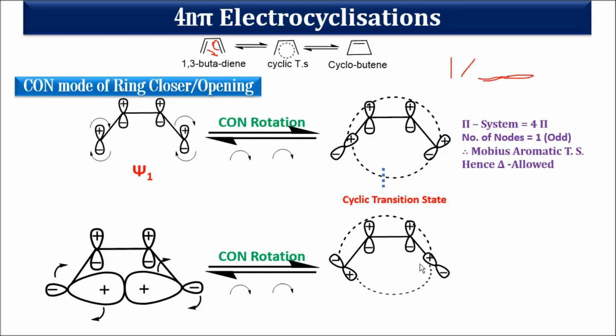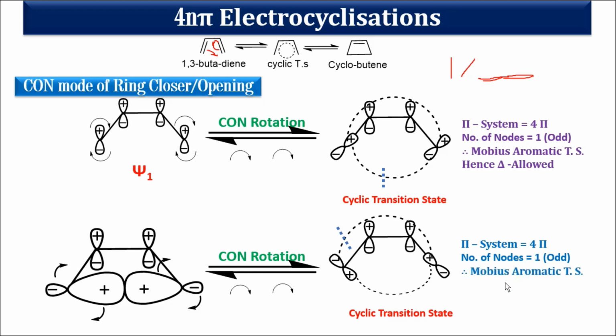Yes, before the cleavage. Now identify the nodes. Here you see plus plus connection, plus plus connection, plus plus connection, here plus minus connection. So in the cyclic transition state you can observe one node here. What system does it belong to? 4n pi system, because 2 pi bonds are there. The number of nodes is 1, an odd number. When an odd number of nodes is present, that is called a Mobius system. In a Mobius system 4n pi belongs to aromatic. When aromatic is there, that is thermally allowed. So friends, the conrotatory mode of rotation for 4n pi electrocyclizations is thermally allowed.